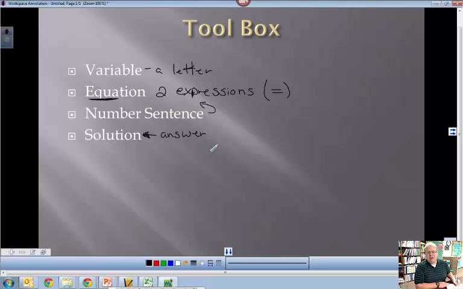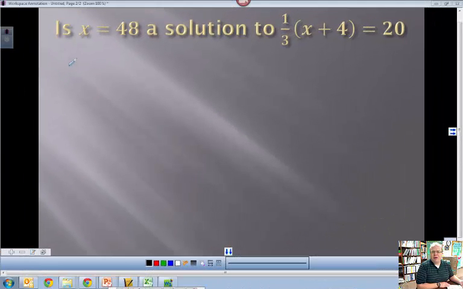So when I'm talking about, is this a solution or what is the solution of this equation, all I'm really asking you is, is this an answer to the equation? So your first problem says, is x equals 48 a solution to 1/3 times the quantity x plus 4 equals 20? So all I'm asking is, is this number going to be a solution to this equation? Well, remember we talked about solution, we're talking about is it the answer?